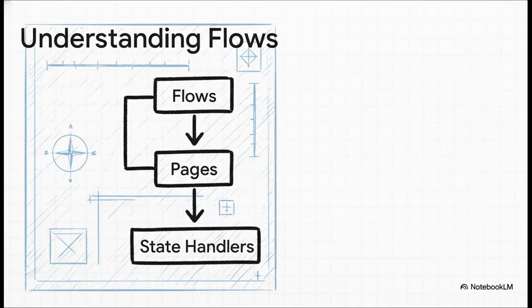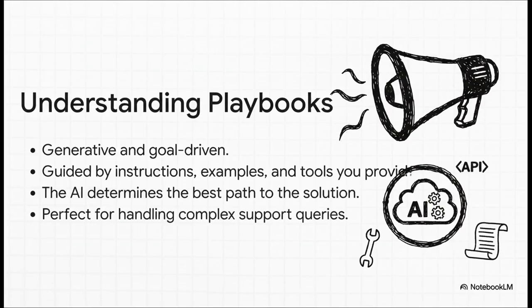So let's dive a little deeper into flows. This is where you become the architect. You are literally building the blueprint for the conversation. You use these things called flows, pages, and state handlers to map out every single possible turn. This is absolutely perfect for those really structured tasks, the ones where you have to get specific information in a specific order, no exceptions. Think booking a doctor's appointment or filling out an official form. And then you have playbooks. If flows make you an architect, playbooks make you a director. You're not writing a tight script, you're just giving guidance.